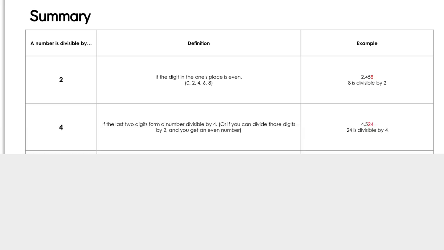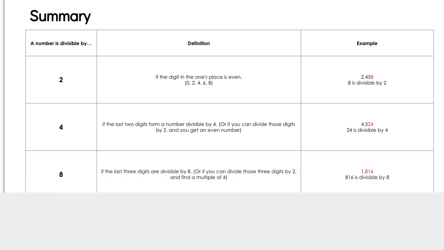We learned also that a number is divisible by 4 if the last two digits form a number divisible by 4, or if you can divide those digits by 2 and get an even number. So, for instance here, we only look at these last two digits here, and 24 is divisible by 4, so we know that the entire number, 4,524, is also divisible by 4.